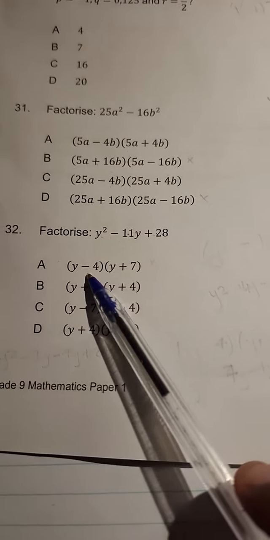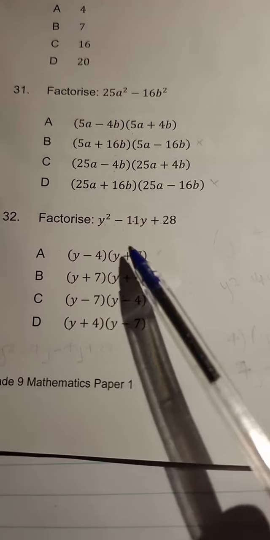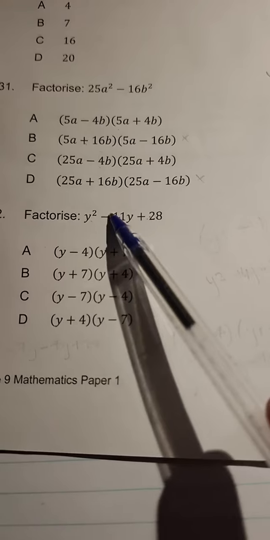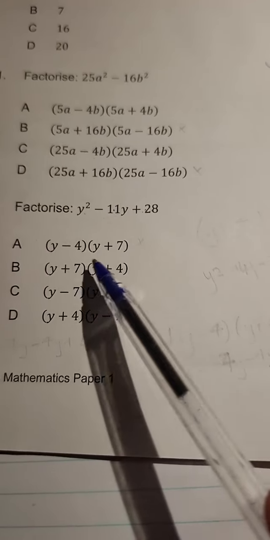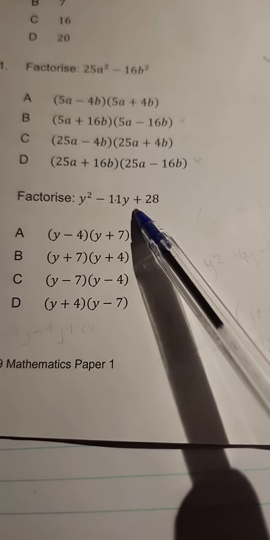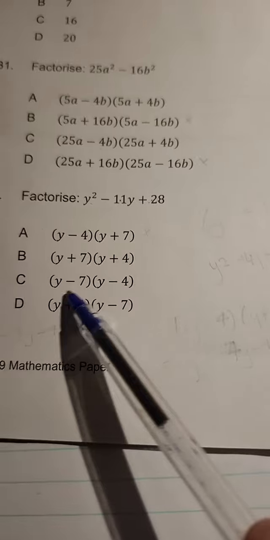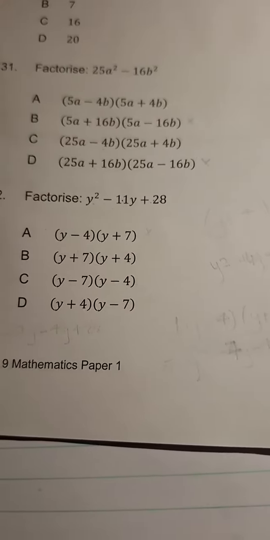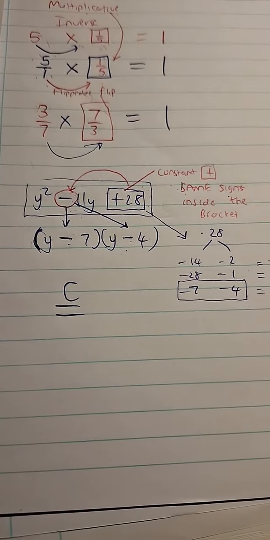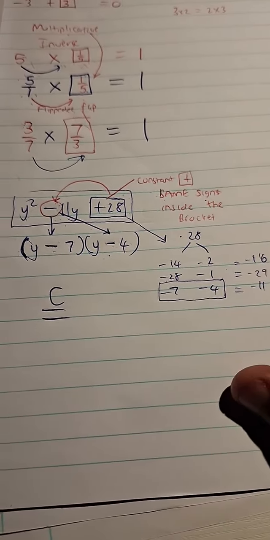So is it A? No, the signs are different. Is it B? The signs are the same, but they are not according to the sign of the middle term. They are positive. No. Is it C? Well, it definitely resonates with my answer. So C is the viable option. Definitely letter C is the answer. Okay, smooth, right? Very smooth.